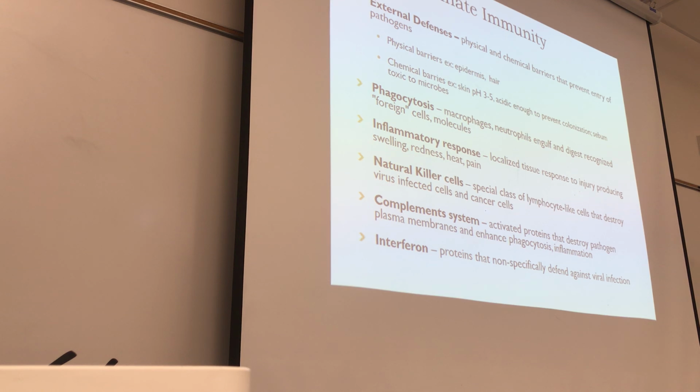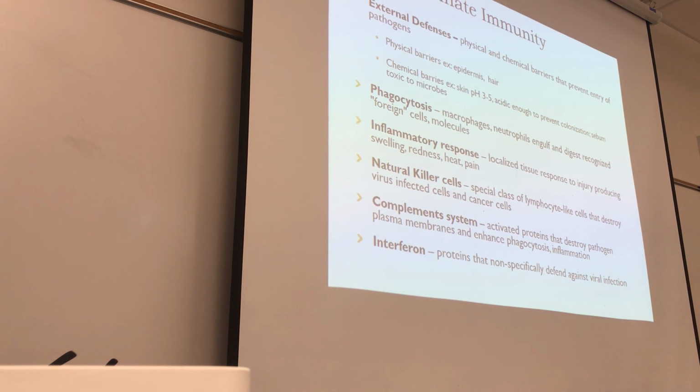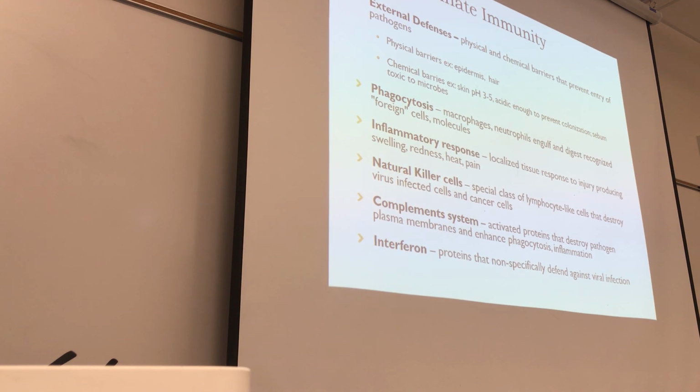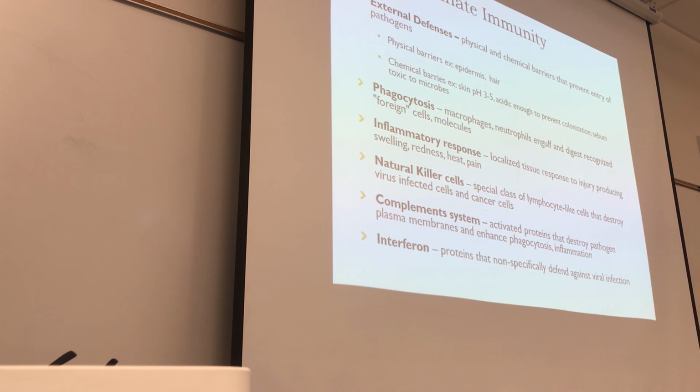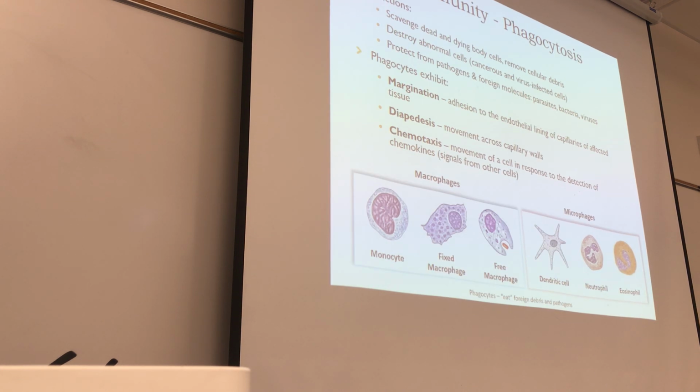So your innate defenses, like I said, outside external defenses, we have phagocytosis. You can eat bacterium, dead cells, things of that nature. We have the inflammatory response, natural killer cells. Is that the coolest name ever for a cell? Natural killer cell. The complement system, which are antimicrobial proteins, and interferon, which is kind of an alert that, hey, bad things are out there. So we're going to dissect each one of these.